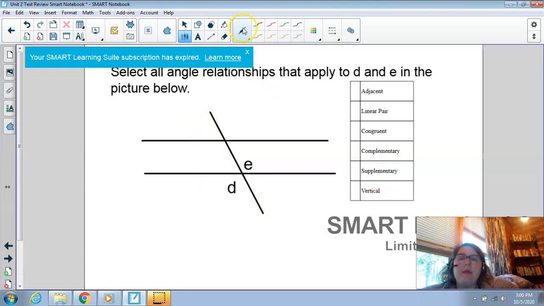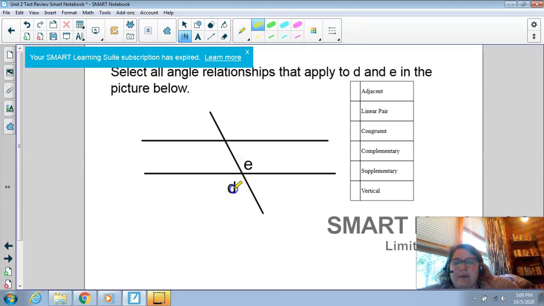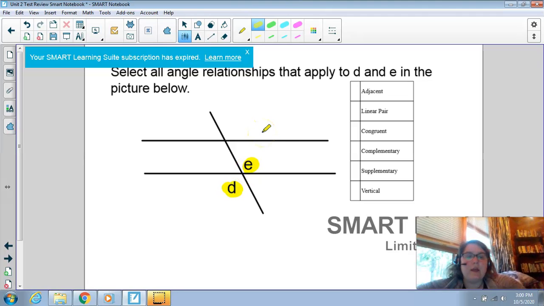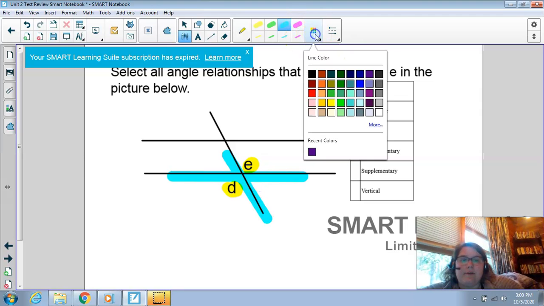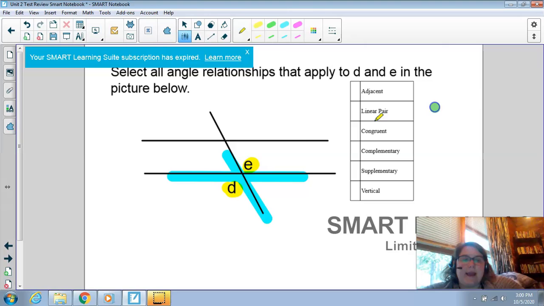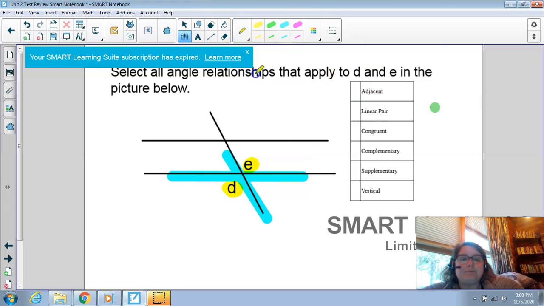The second problem, I have two angles, D and E again, and I want to identify their relationships. So I have D and E, they fall across from each other. If I have something across from each other and they share a vertex, they are vertical. So I have vertical angles. Vertical angles again cannot be adjacent. So they are vertical, and then vertical angles are also going to be congruent to one another.